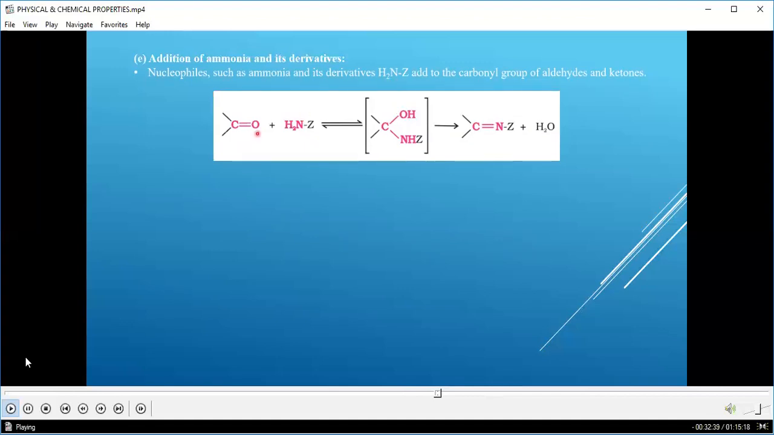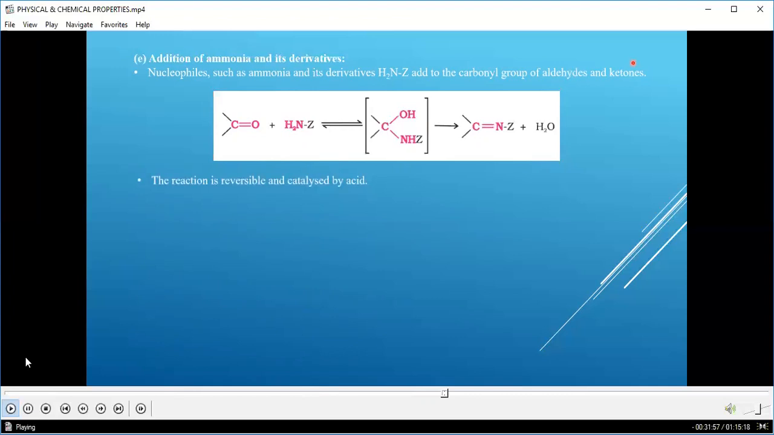So again the same procedure, carbonyl group, same partial positive charge, partial negative charge. Here with ZNH2, we obtain an intermediate, and then after we obtain the required product, that is C double bond NZ. So from this you can easily check. Here we have H2NZ. It's very simple. Remove oxygen from the carbonyl group and H2 from the reagent. So the reaction becomes very easy to obtain the final product.